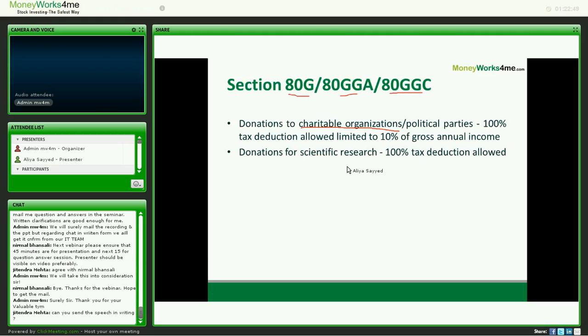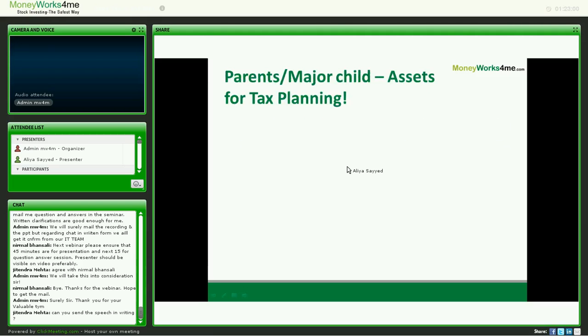Apart from this, we have certain other avenues open to us that we can take advantage of to save tax. And one of these is using our parents, senior citizens, or our major child as assets for tax planning. Basically, if your parents are not earning any income, you can save tax through them. Let's see how. One is you can invest surplus money up to 25 lakhs in each of your parents' names.